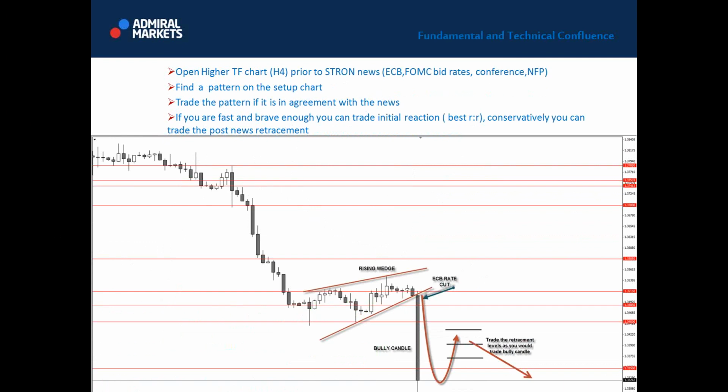So what happens is that if there is fundamental and technical confluence, we should try to exploit it, because usually those are explosive moves, extraordinary moves, but also very, very risky and very hard to achieve.